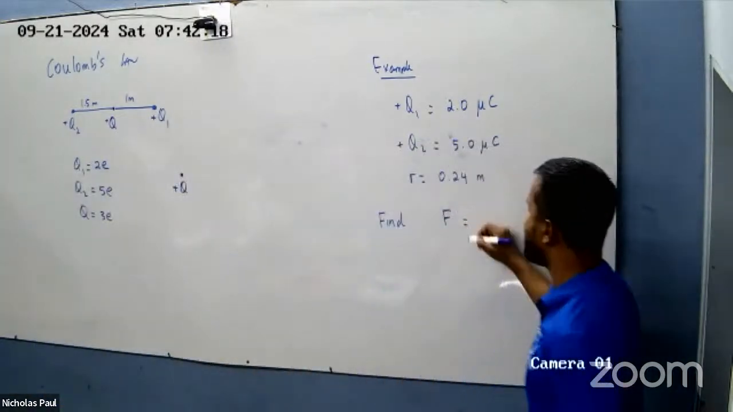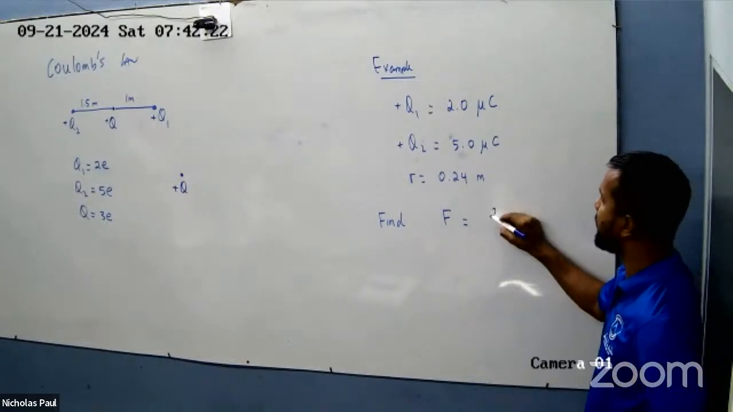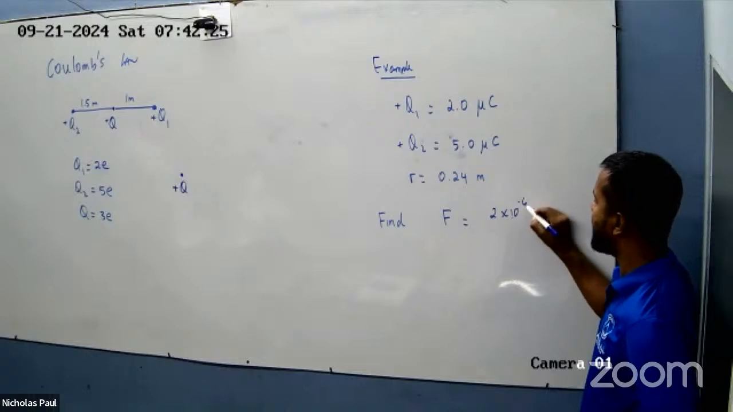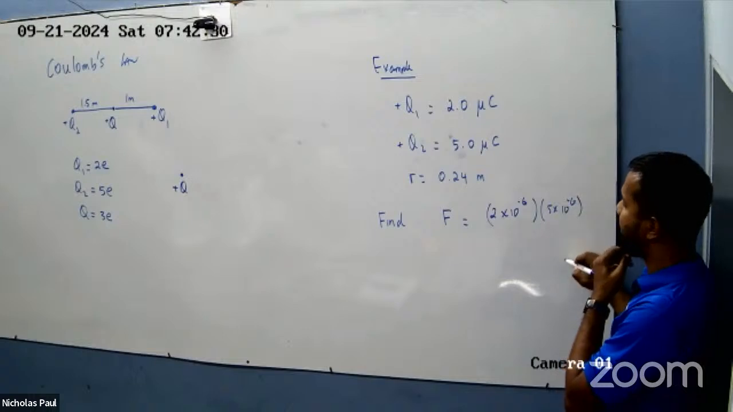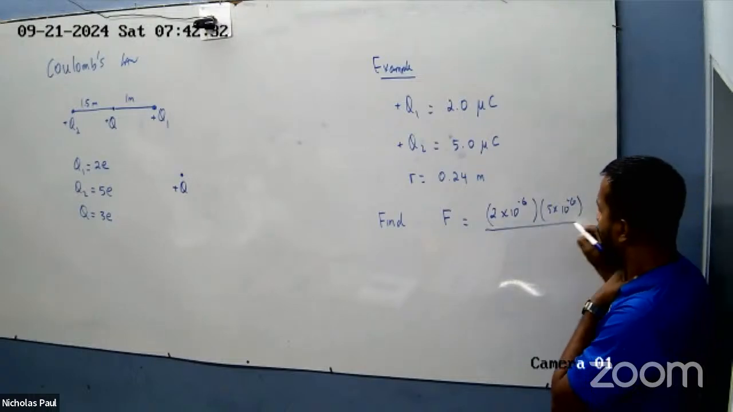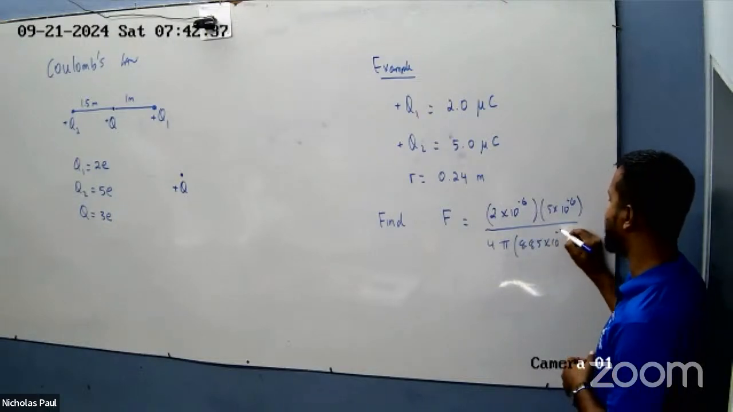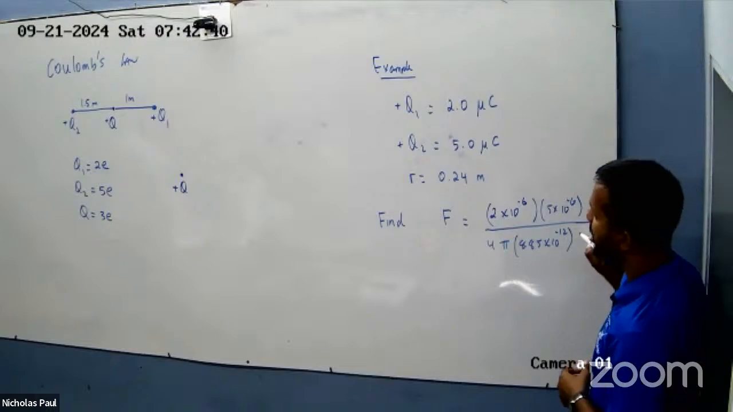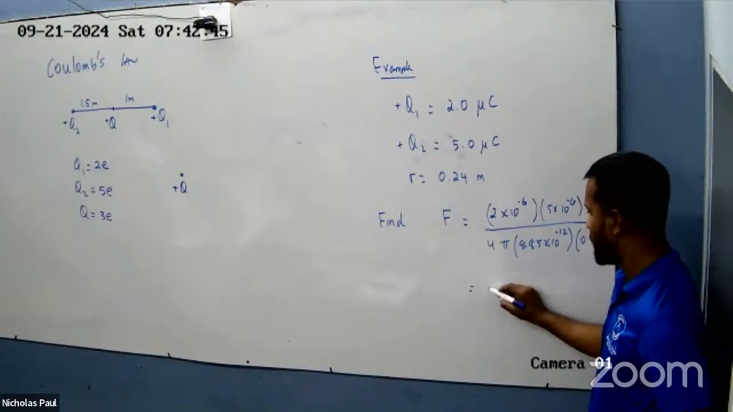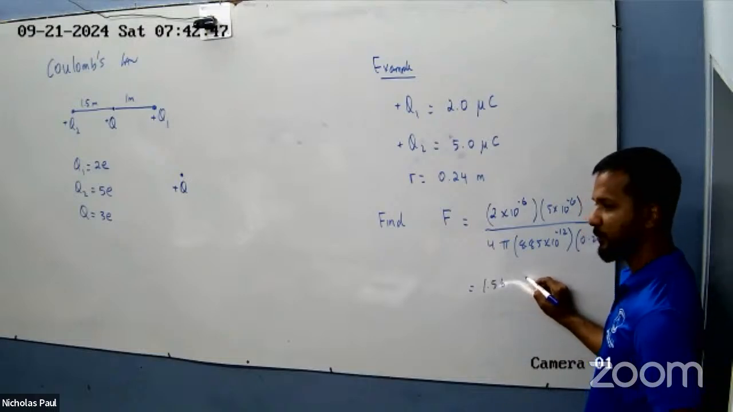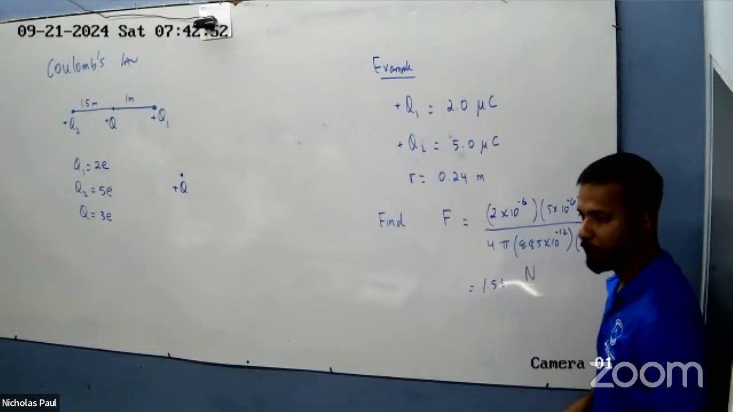Right, so F is equal to, the force between them will be 2 by 10 to the minus 6 by 5 by 10 to the minus 6 over 4 pi by 8.85 by 10 to the minus 12, by 0.24 squared. 1.56. No, I did 1.56, the fourth.